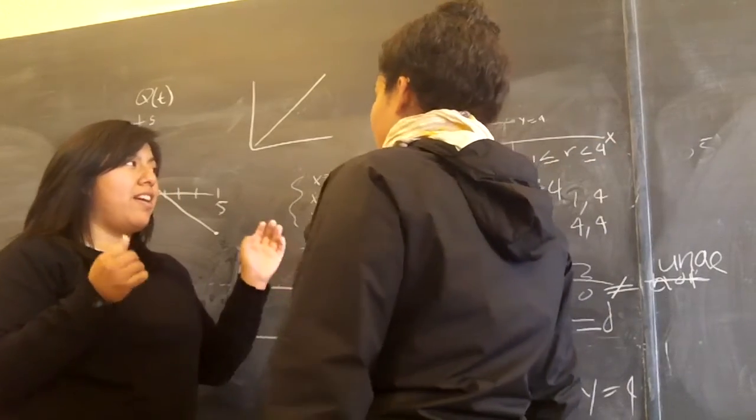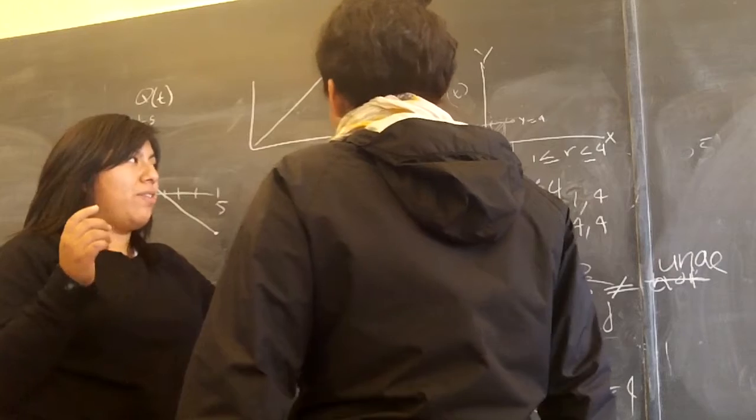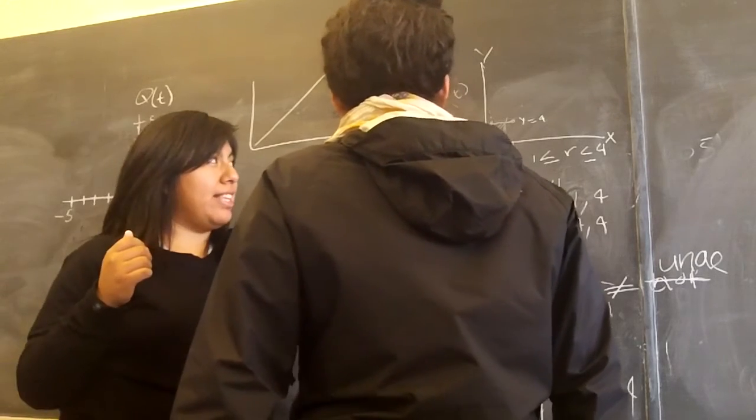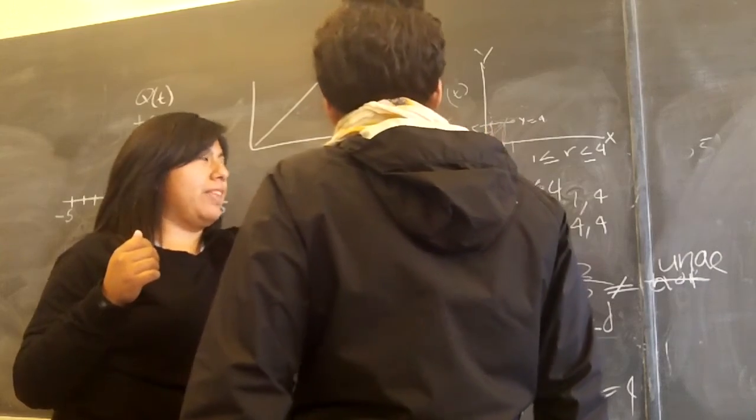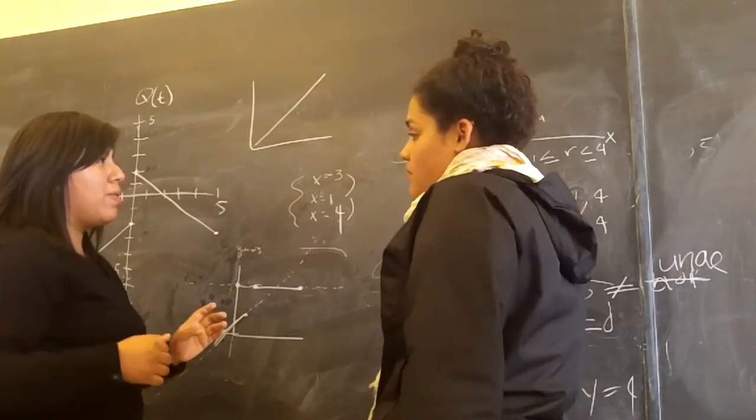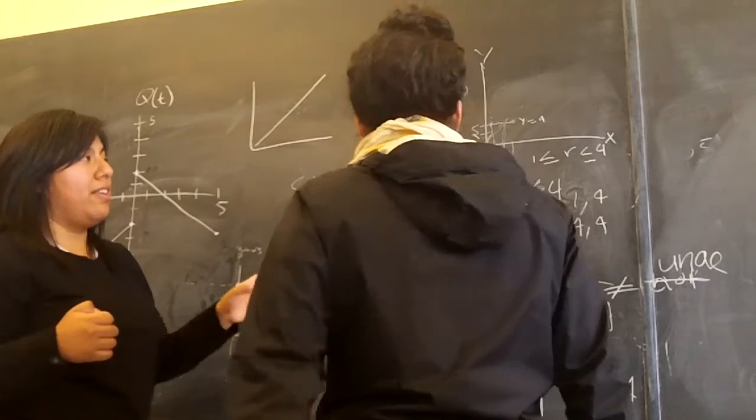Because you're saying R is in between 1 and 4, and I'm defining this as the equation y equals 4. Because we're just stopping everything. Okay, cool. So how do we write it for the second line?